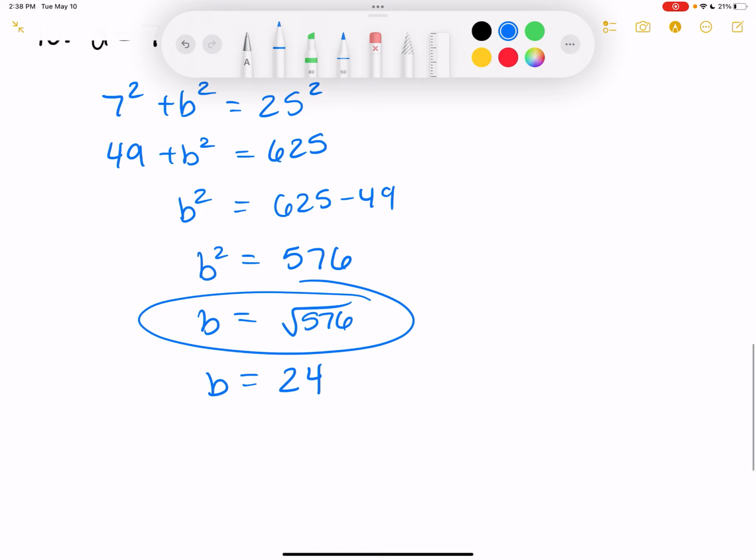One more, and then I think we're probably good. a equals 9, c equals 41.